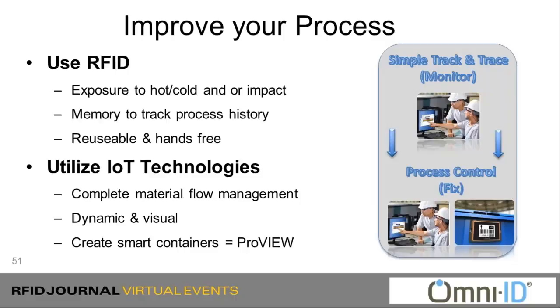Okay. So to improve your process, just to summarize, you want to use RFID whenever you have a non-visual need, no need to actually communicate back. All you're doing is tracking. You certainly can do things you couldn't do before, like exposure to hot and cold. Impact, there's a lot of tougher tags now than there was in the past. These aren't just peel and stick labels. High memory tags to be able to track your process history. A lot of reuse and hands-free capabilities that RFID gives you. You should really think about those versus barcode or other manual counts if you have that situation.